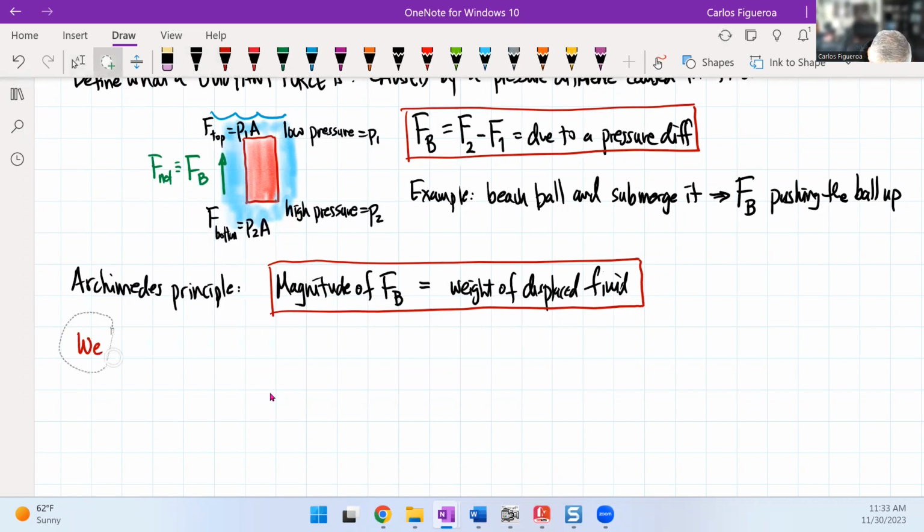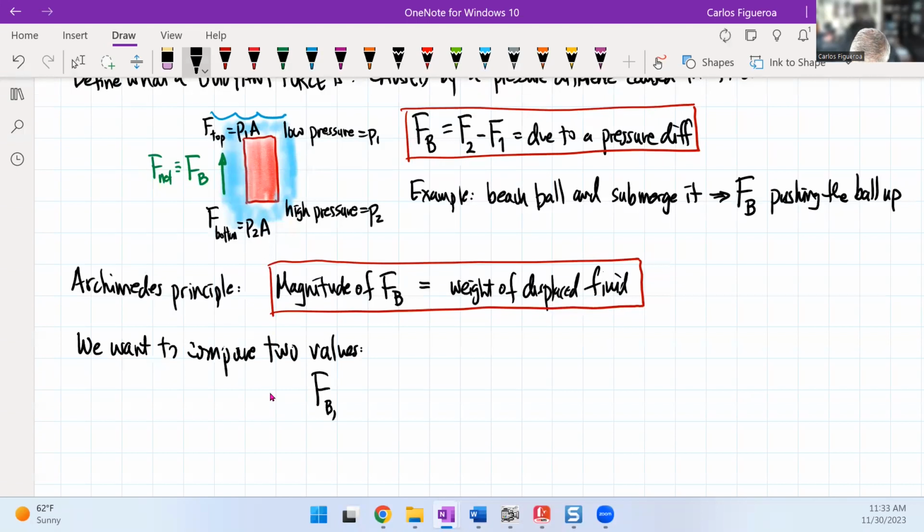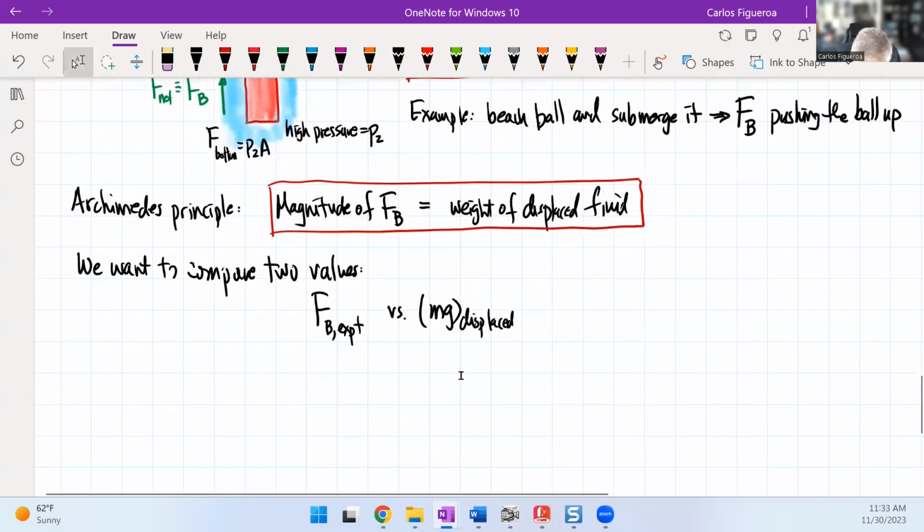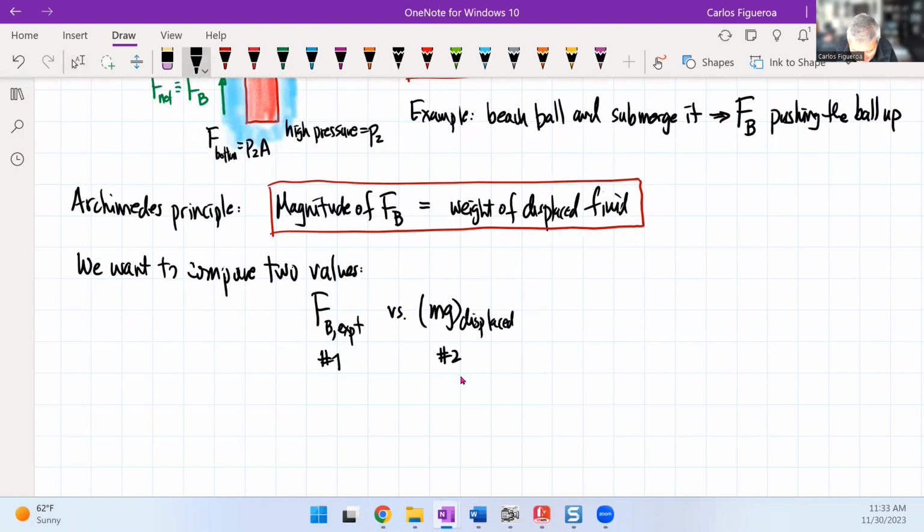So what we want to do here is compare two values. We want to compare the buoyant force, which we're going to measure, versus the weight of the displaced fluid. There are two techniques: I'm going to call this one number one, and this one number two, and then we want to compare them. So how do we do this?